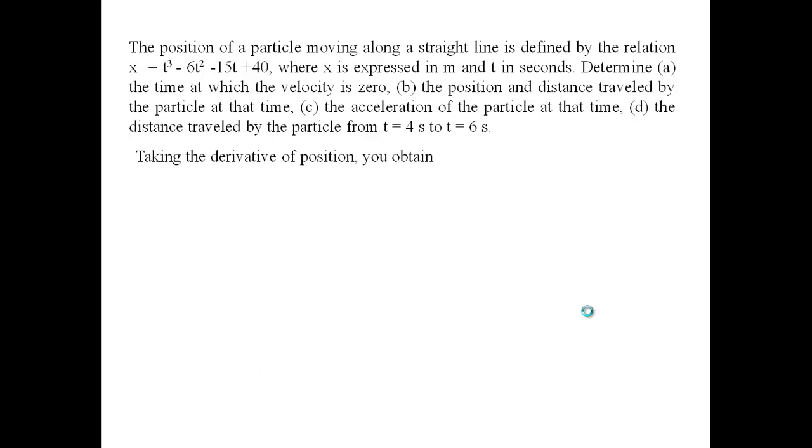First, you have to take the derivative of position. The first equation is the position equation: x is equal to t cube minus 6t square minus 15t plus 40. Once you differentiate with respect to time, we get the velocity, v is equal to dx by dt is equal to 3t square minus 12t minus 15. Further, if you differentiate velocity with respect to time, we get acceleration, that is a is equal to dv by dt is equal to 6t minus 12. So these are the three equations we are going to use to solve this particular problem.